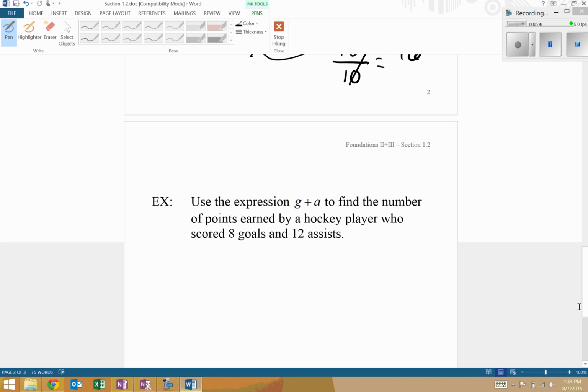Our last example here, it says use the expression G plus A to find the number of points earned by a player who scored 8 goals and 12 assists. So goals would obviously stand for G, A would stand for assists. So what do we do? We plug in 8 there, we plug in 12 here, and we have 8 plus 12, which would give me 20. And of course it's a story problem, so I'm going to label it points.